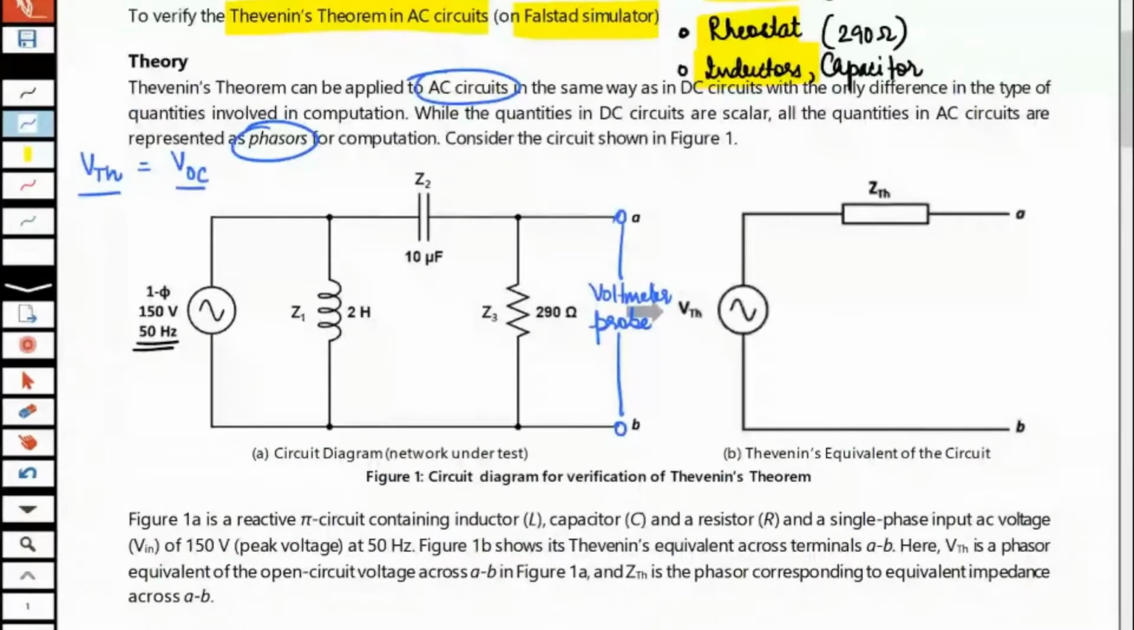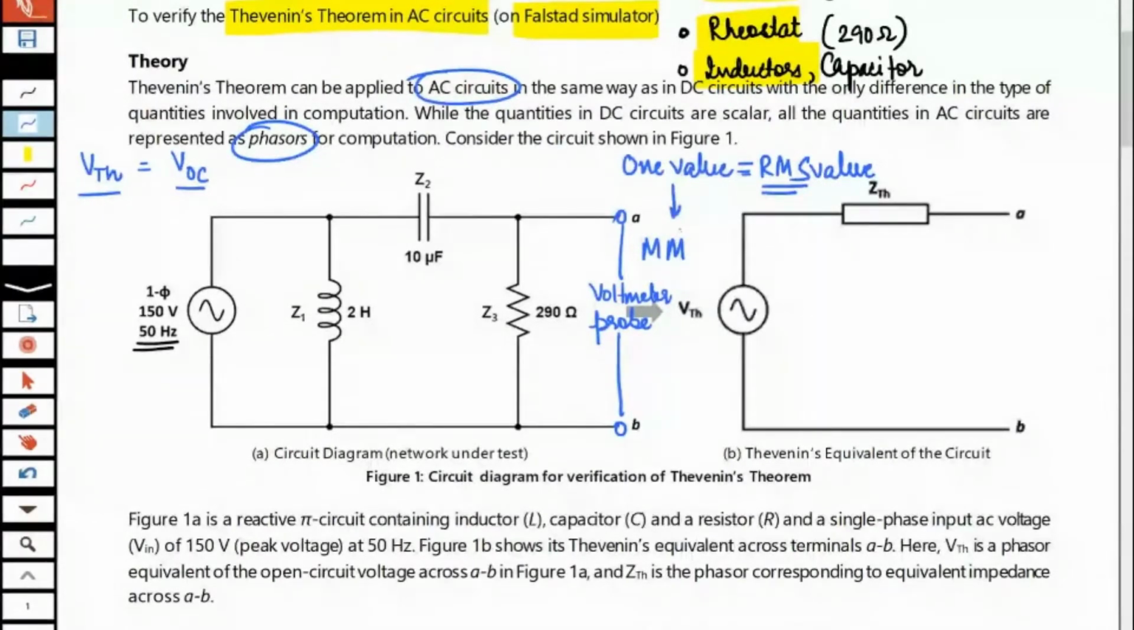This voltmeter probe is not going to give you one value. It is going to give you instantaneous values. Means it is going to give you a waveform. However, if you were doing this experiment in lab, you would have used a multimeter. And the multimeter would have given you only one value. It would give you only one value at any given time when you were measuring. And that value is nothing but the RMS value.